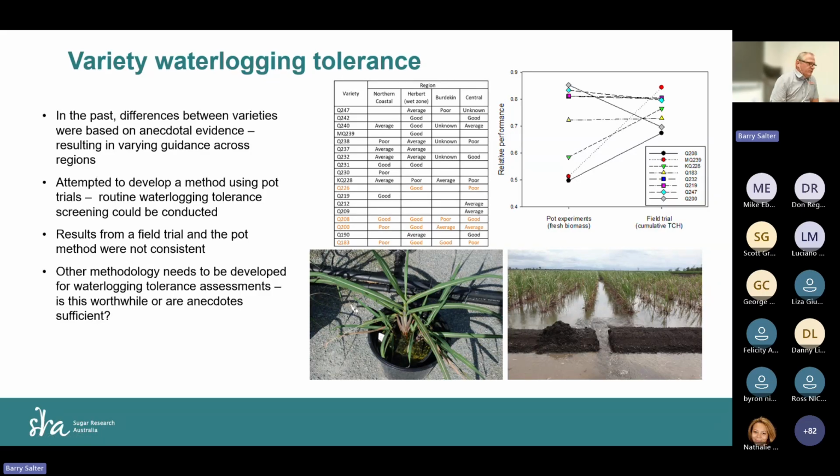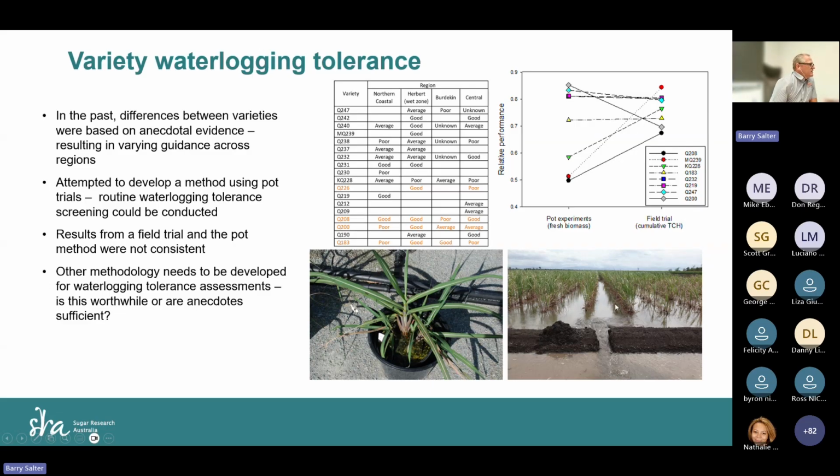And so what we tried to do in this project was actually develop a method in pots to waterlog cane and use that to tell the differences in waterlogging tolerance of the varieties, and obviously with the hope of providing that information to the growers, or better information to the growers than perhaps what the anecdotes were. And so we were quite able to cause waterlogging in pots and cause the cane to be severely stressed by waterlogging in pots. But at the same time, we had that field trial that I showed some data from earlier.